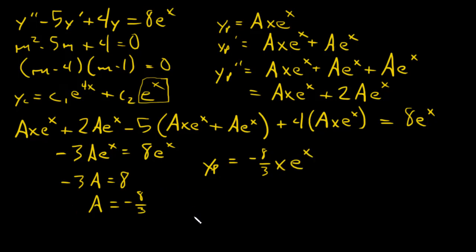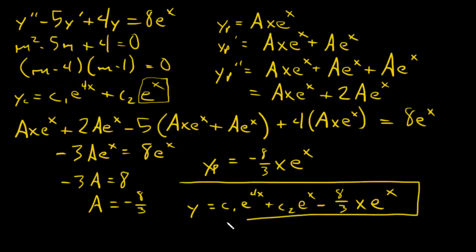My whole solution would be y is equal to c1 e to the 4x plus c2 e to the x minus 8 thirds x e to the x. That is my general solution to the non-homogeneous linear differential equation with constant coefficients. Okay, so that's the way you handle all that.